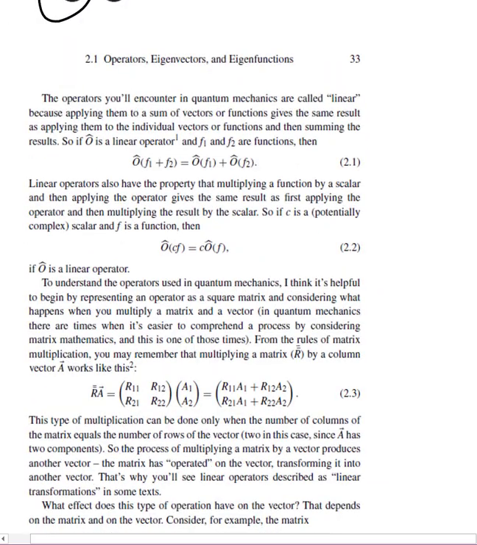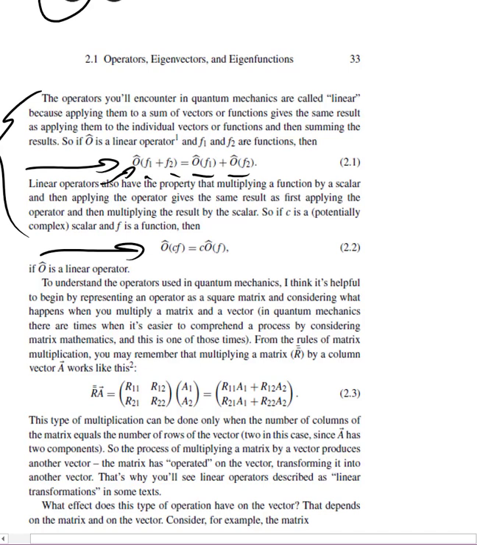I do mention here that operators that you're going to run into in quantum mechanics are linear, and I talk about two of the characteristics of linear operators here and here. You may be familiar with these, so I'll go through them quickly. The first is, if I have two functions or two numbers that this operator is going to operate on, if I add them together and then operate, I get the same answer as if I operate on one and then operate on the other and then add those two together.